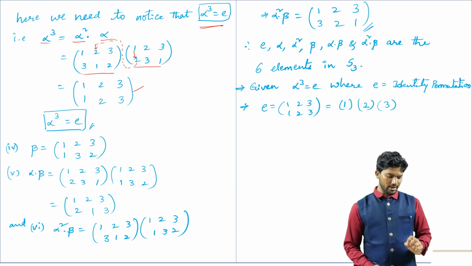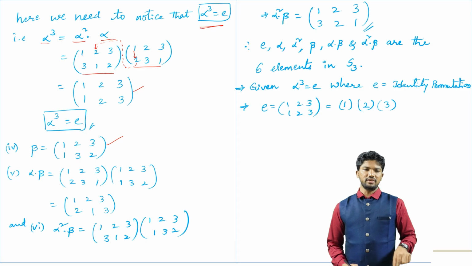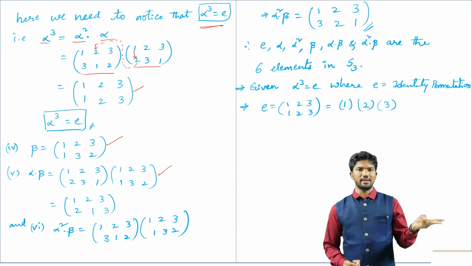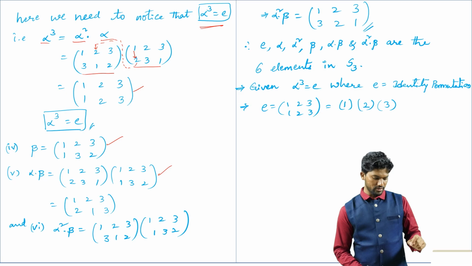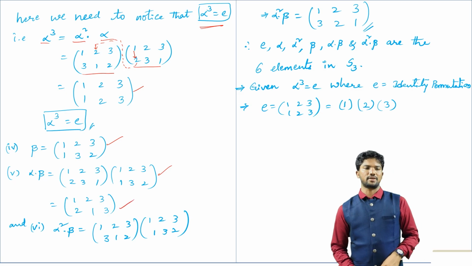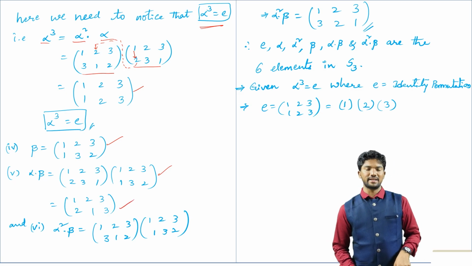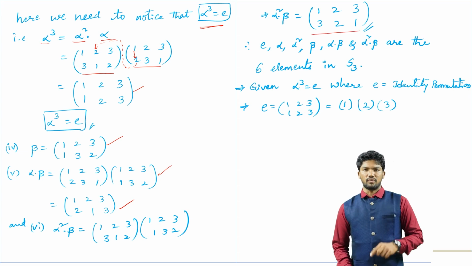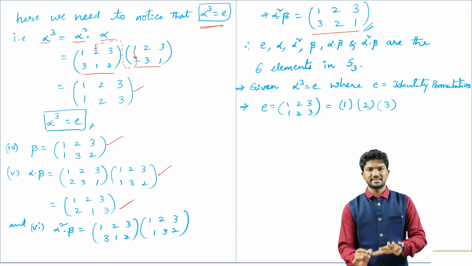And next, the fourth element is beta, 1 2 3 1 3 2. The fifth element is the multiplication of the second element and the fourth element, alpha into beta. You will get it in this format. Next, the sixth element is alpha square into beta. Alpha square into beta, you will get 1 2 3 3 2 1. This is the sixth element.